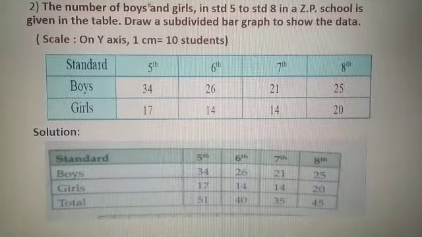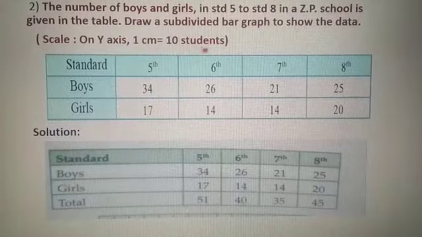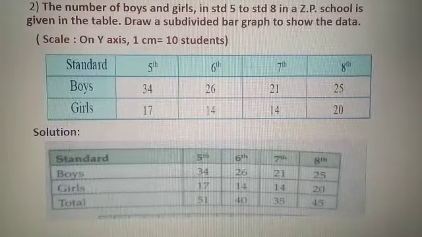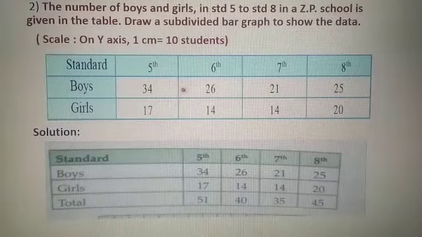And what is the scale you have to take? Scale on y-axis is 1 centimeter is equal to 10 students. That is the number of students we have to take on y-axis. So on this y-axis you will write down the number of the students. So that graph I will tell you in the next video.